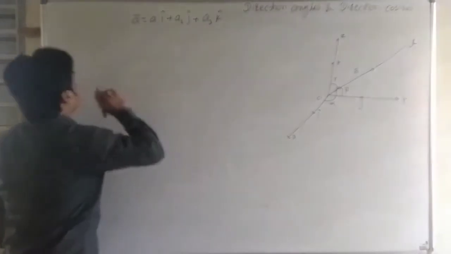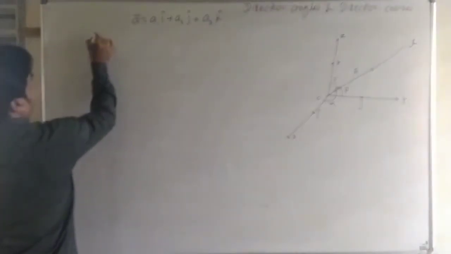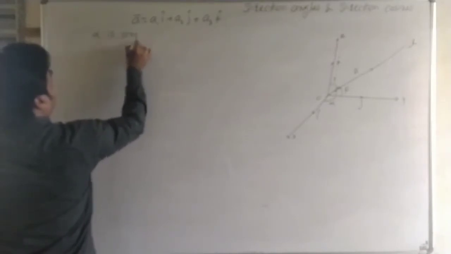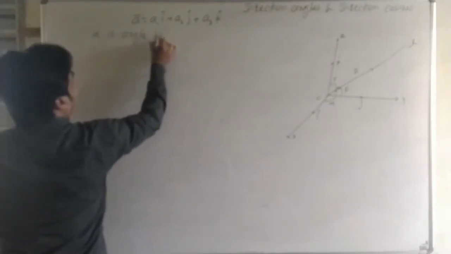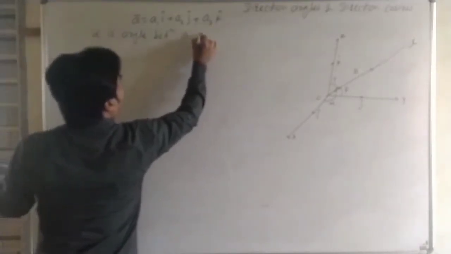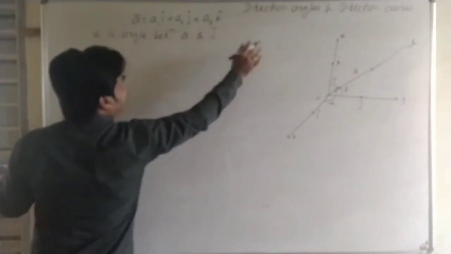That means alpha is the angle between a bar and i cap, that is, the x axis.